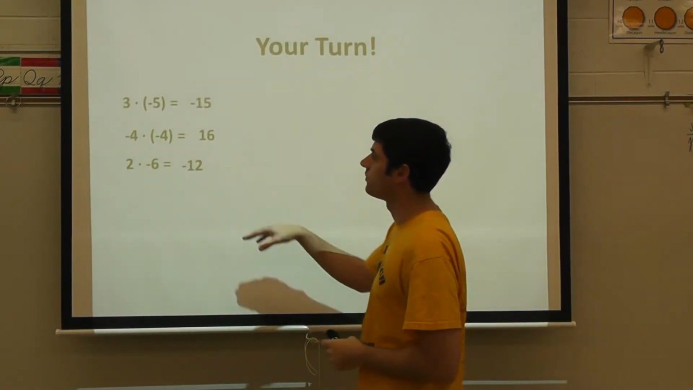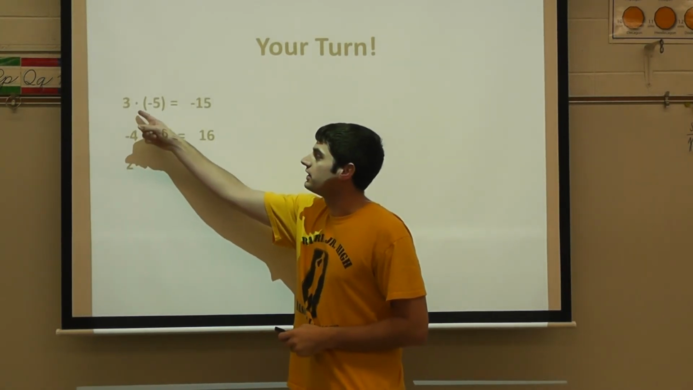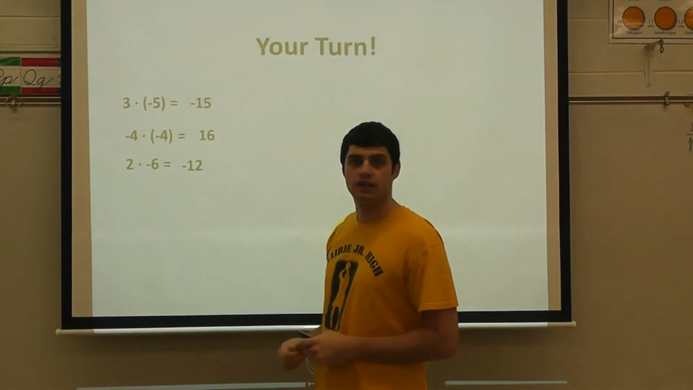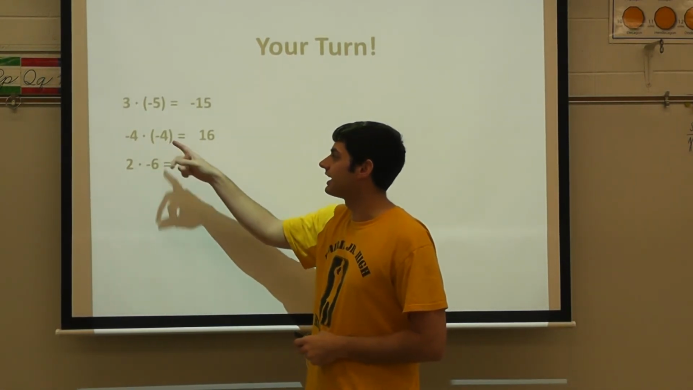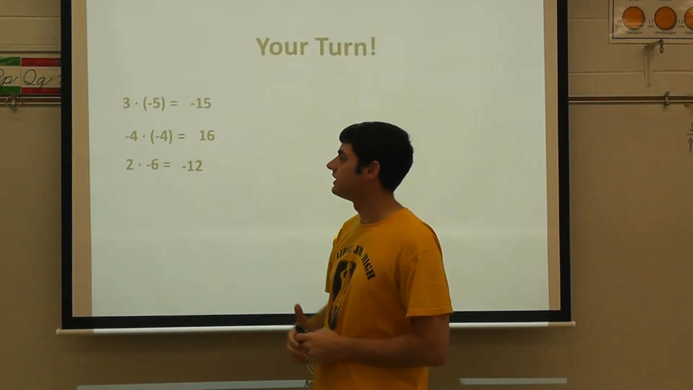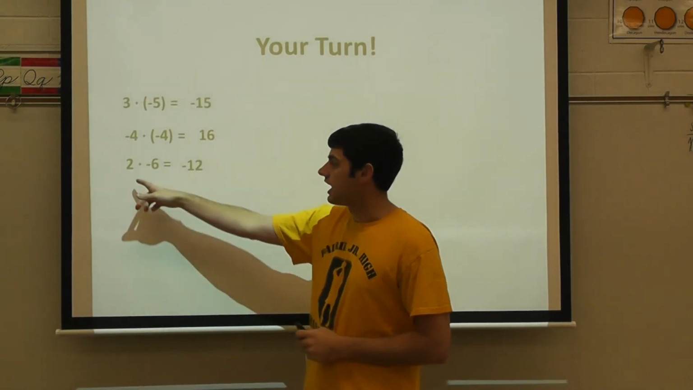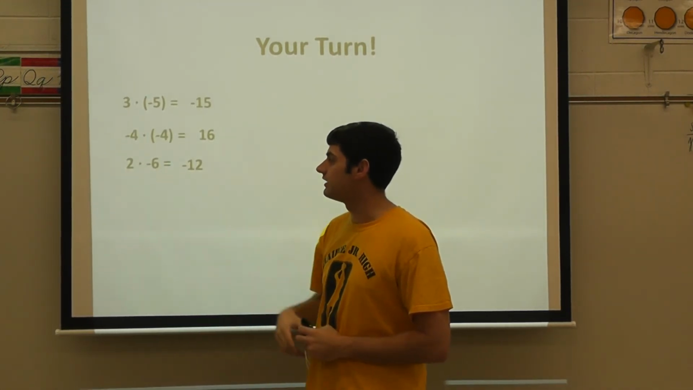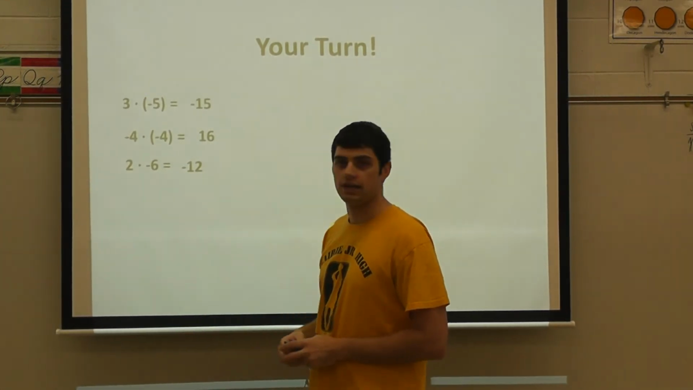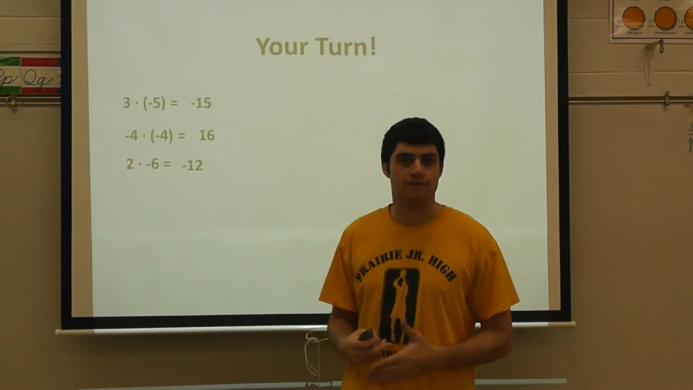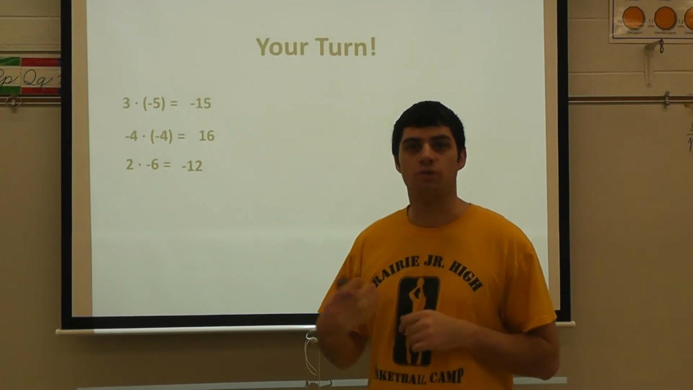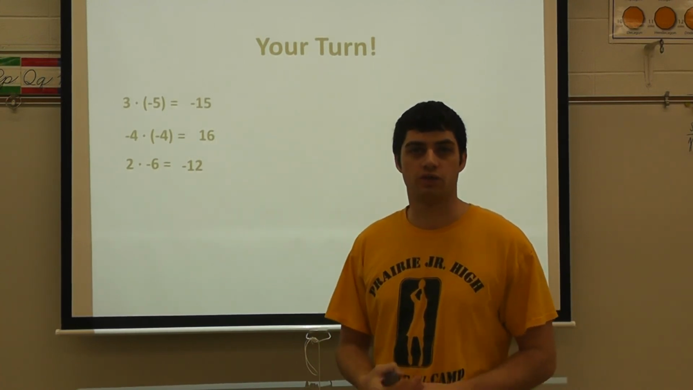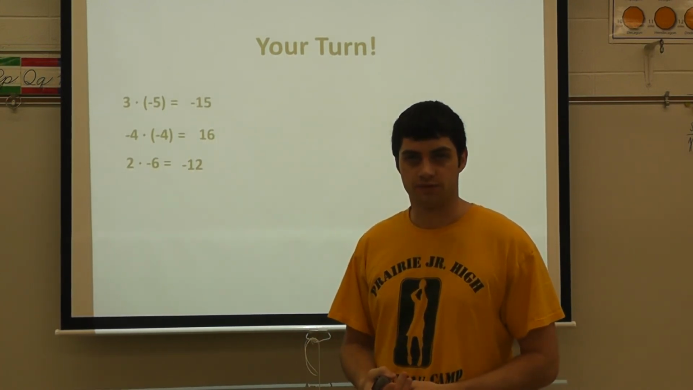Alright, when working on these, 3 times a negative 5 should be negative 15. A negative 4 times a negative 4 should be a positive 16. And a positive 2 times a negative 6 should be a negative 12. Again, following those steps and those helpful hints that I gave you guys at the beginning of this video will be very helpful when you guys are multiplying your integers together.